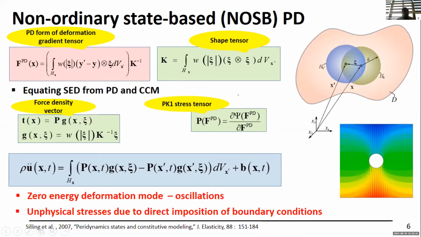So we equate the strain energy density coming from peridynamics and classical mechanics, then we can come up with an expression for the force density vector in terms of this Piola-Kirchhoff stress tensor, and this vector G is expressed in terms of the weight function, the inverse of the shape tensor, and the relative position vector. This Piola-Kirchhoff stress tensor comes from taking the derivative of the strain energy density function, because we know the peridynamic representation of the deformation gradient tensor.